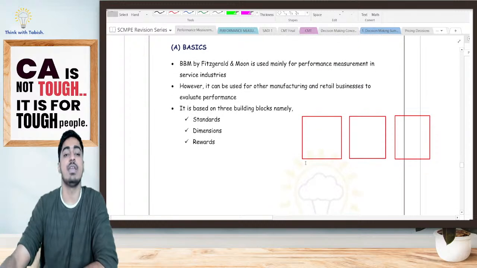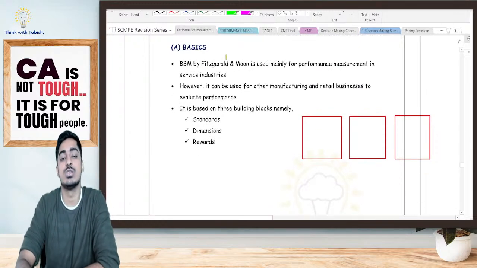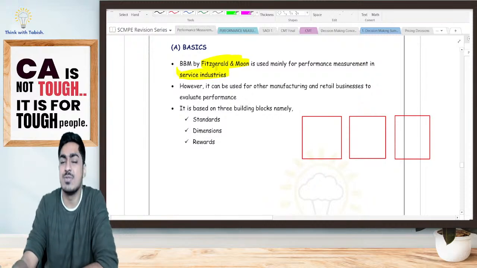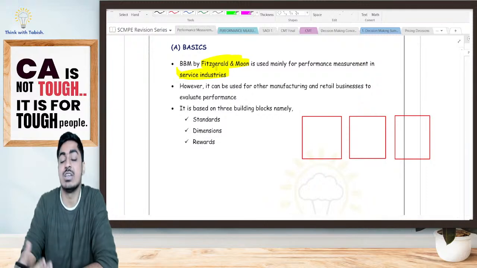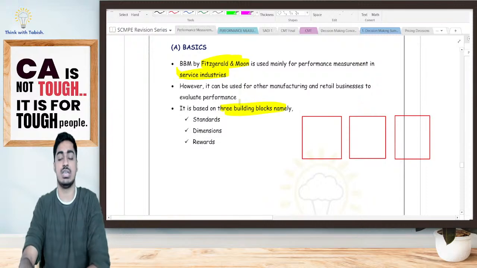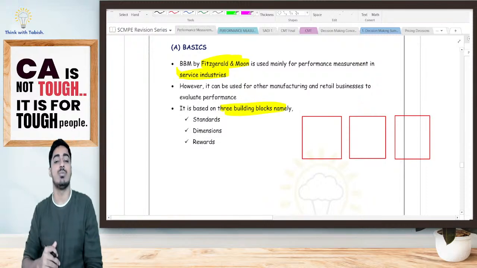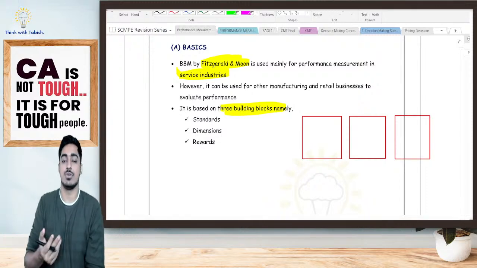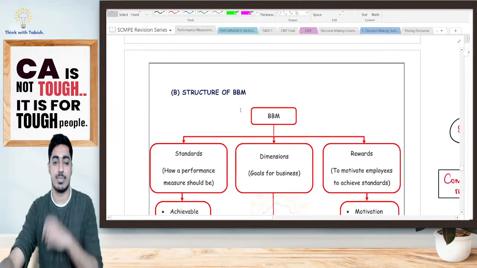Now we have the building block model. The building block model was by Fitzgerald and Moon. It is mainly used for service industries, but it can be used for manufacturing industries and retail sectors as well. No complaints. But it was mainly created for service sectors. Now it is based on 3 main blocks. What are the 3 blocks? Standards, dimensions, rewards. Let's see that.